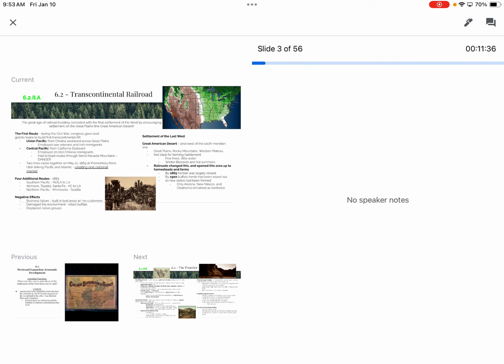By 1900, buffalo herds had been almost completely wiped out. We did get 10 new states throughout this time in the West. And we only had 3 territories by the turn of the century, territories that had not become states yet. So railroads encouraged migration. It made migration easier. It created business in the West, so on and so forth. So the next slide.